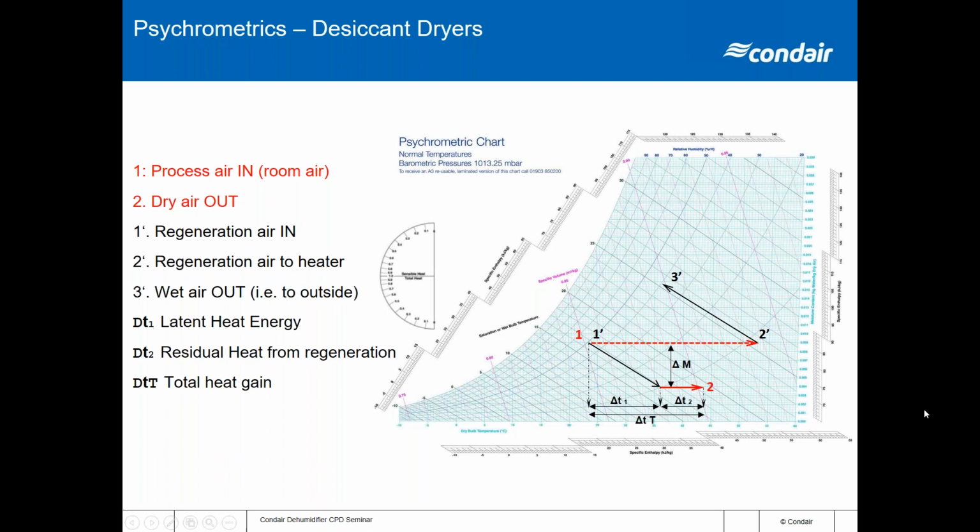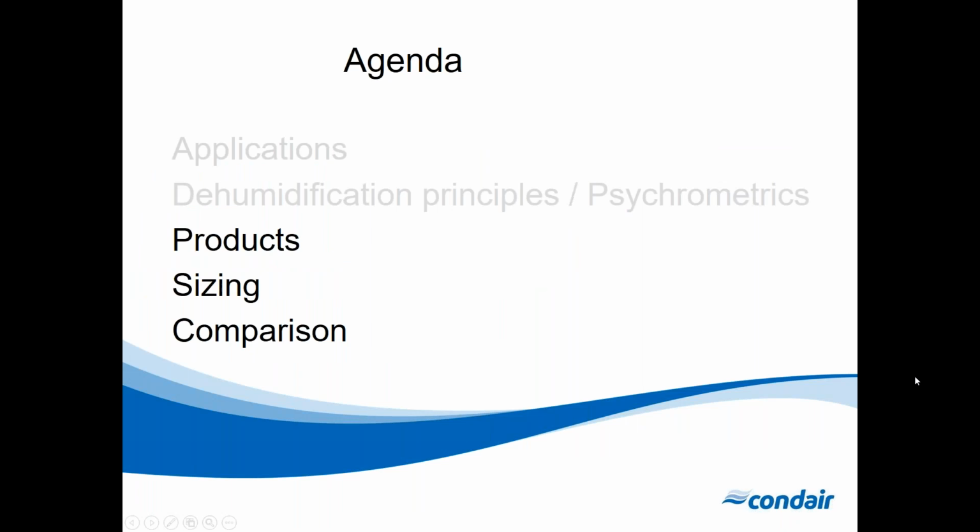So here you can see the full psychrometrics that you're following, that line of enthalpy down. You've got your initial temperature gain in the latent heat of vaporization that you're releasing. You've got your secondary heat gain from the residual heat from regeneration, and then you've got your process air, your wet regeneration air being heated up and dried out. So next we're going to take a look at the products that are involved.